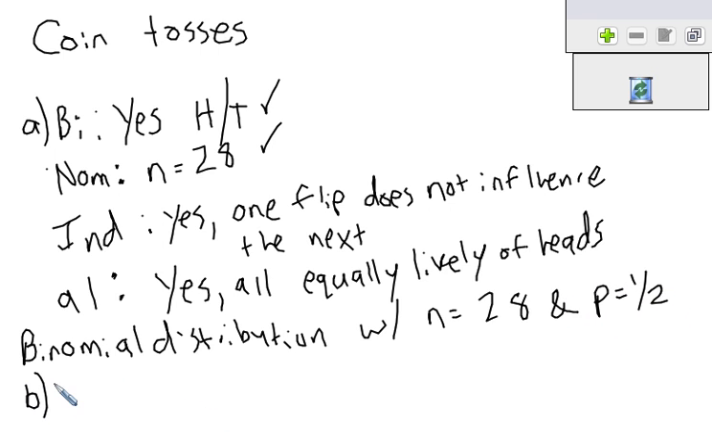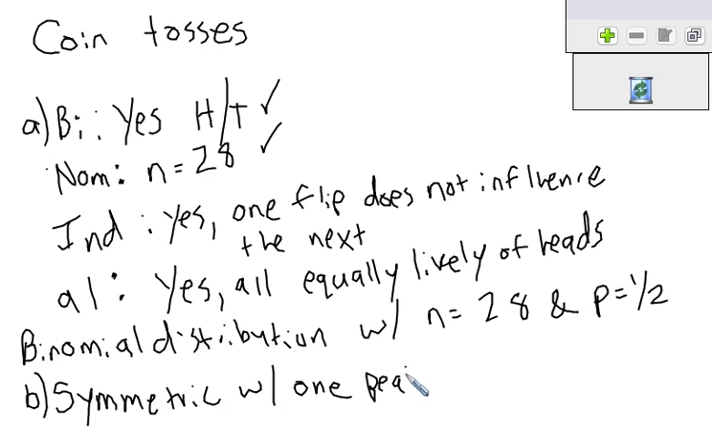And then part B, it says describe the shape of the probability distribution. And if you look at the histogram above, it is symmetric. And it has one peak at 14. Okay, so it's kind of like doing the CUSS here, but not completely. It just wants you to describe the shape. So it is symmetric. That's pretty clear.